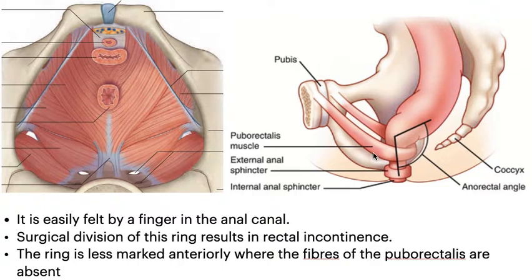It is easily felt on a per rectal examination, and surgical division of this ring will result in rectal incontinence. The ring is less marked anteriorly, as you can see, where the fibers of puborectalis are absent. It is basically posteriorly placed.